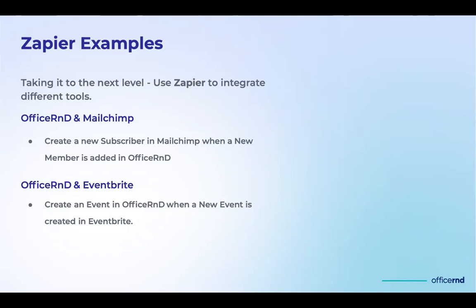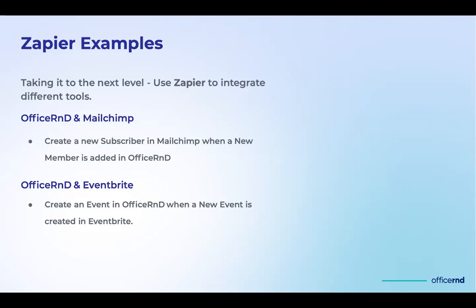So Zapier is a third-party automation tool that allows you to connect two pieces of software and allows them to communicate with each other on a trigger/action principle. Basically, triggers are events that happen in one software, and based off of those triggers, certain actions are going to be taken in the other software. So for today, we have a couple of examples, as I mentioned. The first one is going to use OfficeRnD as a trigger, and the second one is going to use OfficeRnD as an action. So the first one is a pretty simple integration between OfficeRnD and MailChimp.